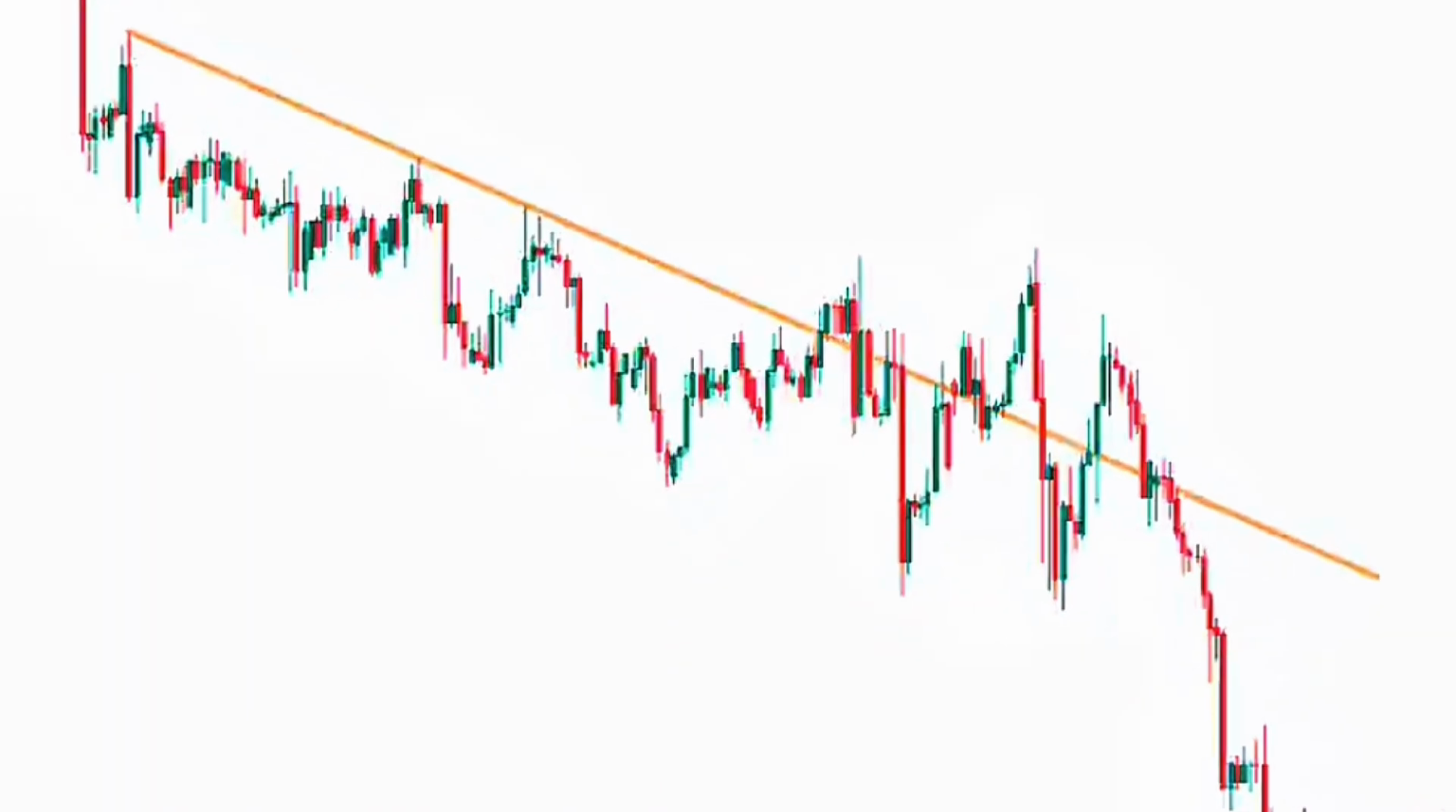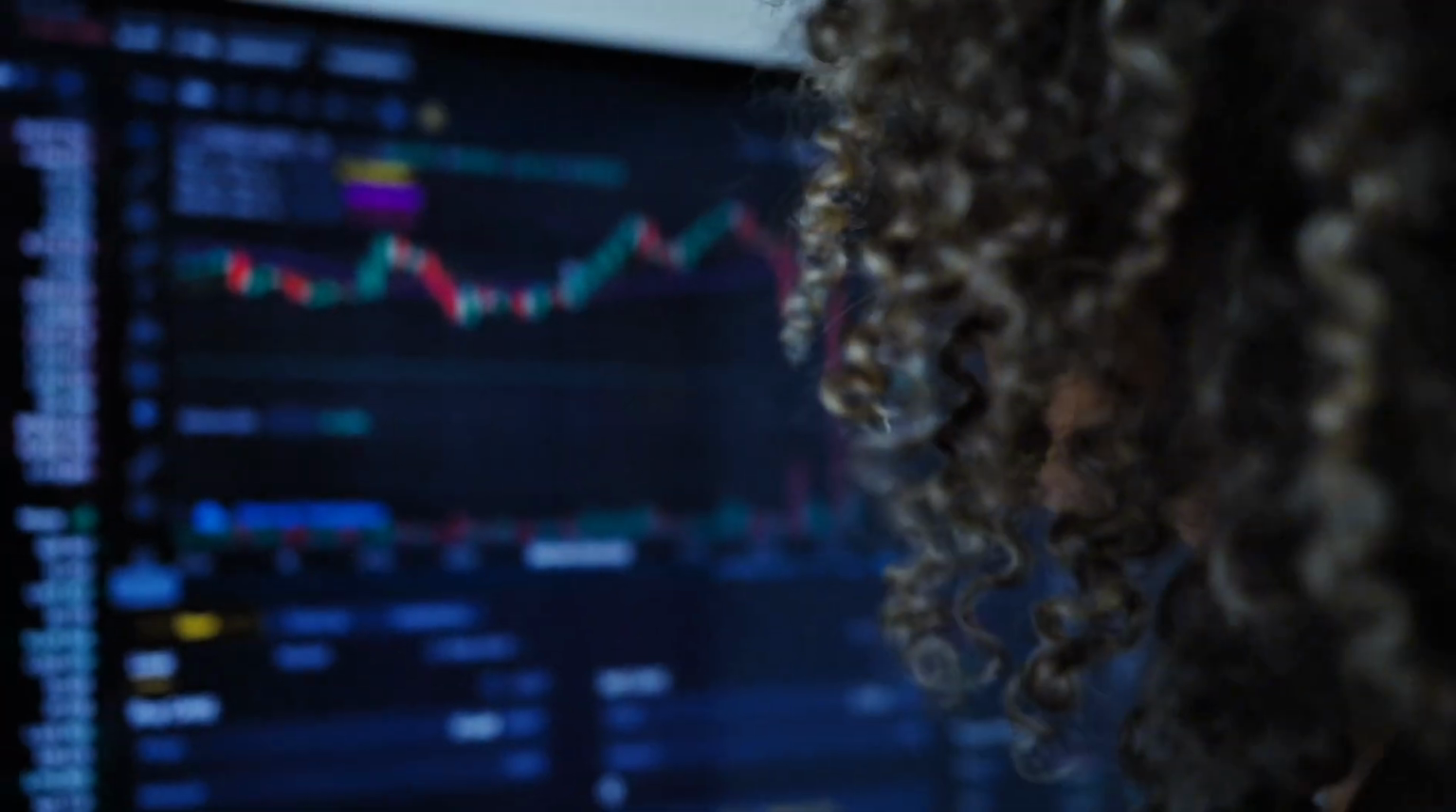Your chart looks like this, you've already lost. Most traders are drawing trend lines that lie to them. I used to do it too, and I blew accounts thinking I was following the trend. But here is the truth.